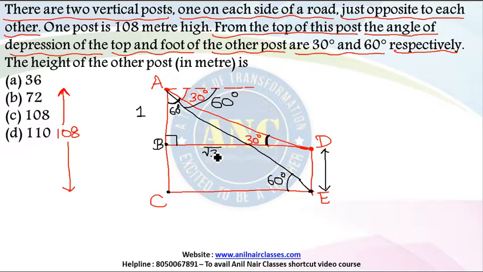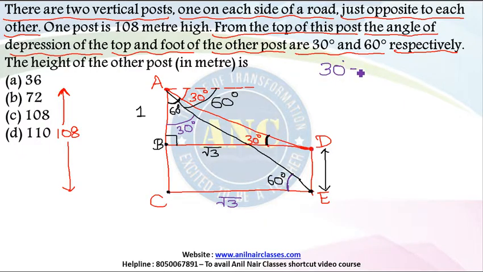Now that is for the smaller triangle. Similarly, there is another bigger triangle. That bigger triangle is ACE. In ACE, this angle is 60 degrees. If that angle is 60, this angle happens to be 30 degrees. Right? Now BD is root 3. EC also will be root 3, right? Yes, EC also will be root 3.